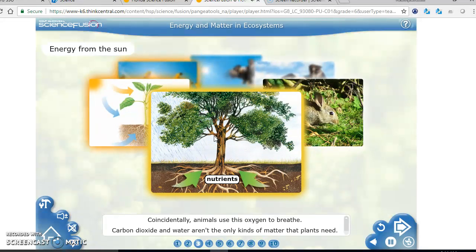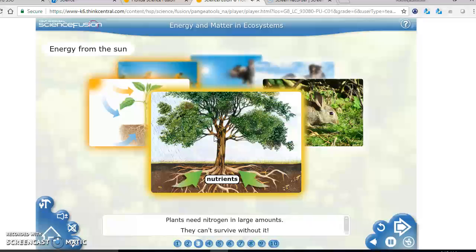Carbon dioxide and water aren't the only kinds of matter that plants need. Plants also need other nutrients to live and grow. Plants absorb nutrients through their roots. The most important plant nutrient is nitrogen. Plants need nitrogen in large amounts. They can't survive without it.